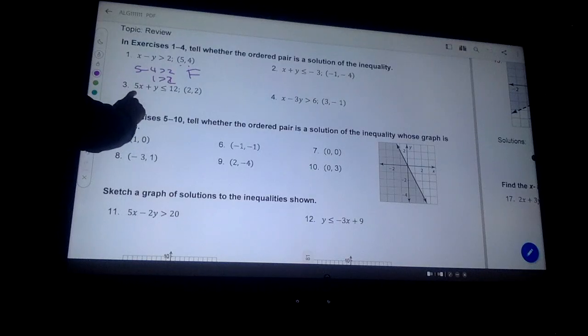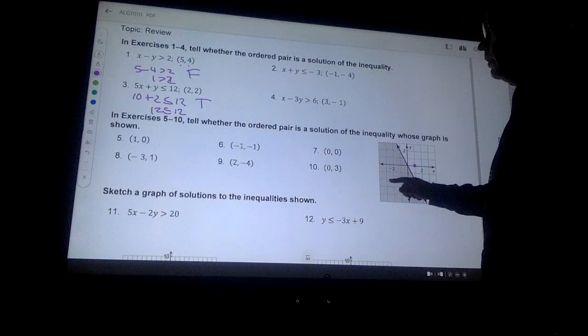Plug 2 and 2 in for that. So I'm going to get 10 plus 2 is less than or equal to 12. Is 12 less than or equal to 12? That's true, so yes it is. Number 5 is 1, 0 in our shaded zone. No.